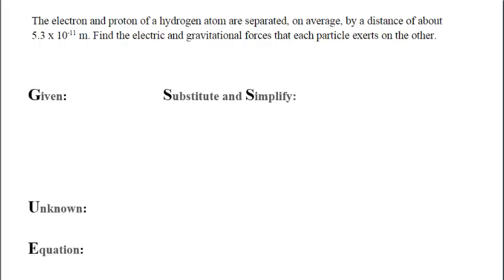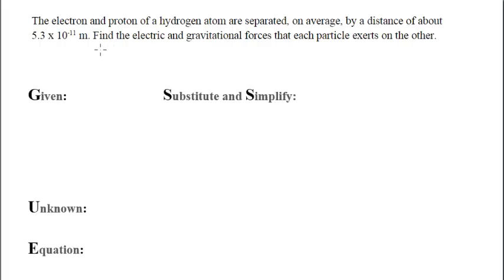The electron and the proton of a hydrogen atom are separated, on average, by a distance of about 5.3 times 10 to the negative 11 meters. Find the electric and the gravitational force that each particle exerts on each other. Now there are two questions here.